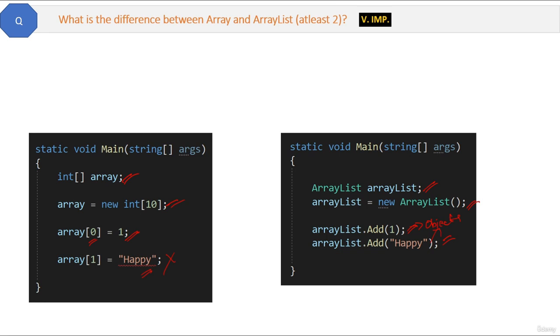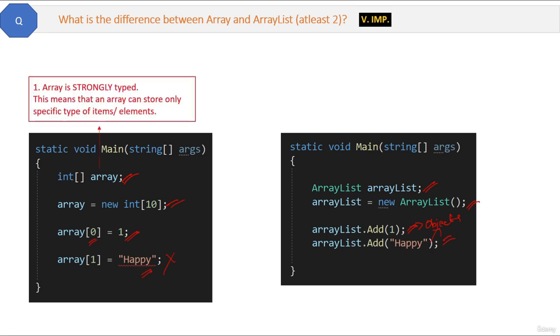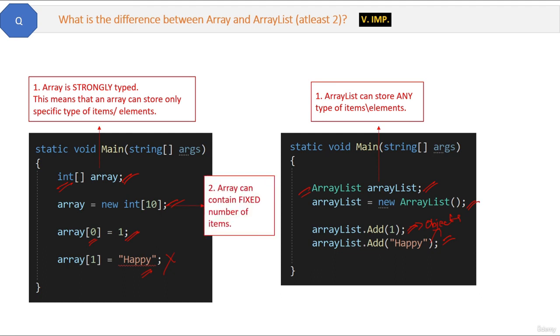So the first difference is that array is strongly typed. This means that an array can store only one type of item elements, like here we are storing integers, or either strings, only one type, no mixing. Whereas ArrayList can store any type of elements. See here in the ArrayList, there is no type mentioned, and we can add integer and string both values like this.